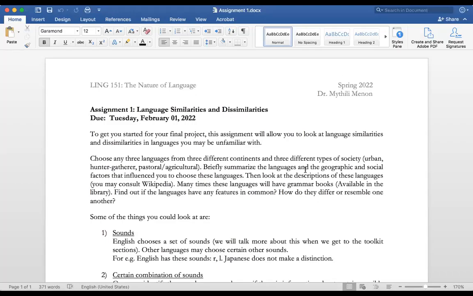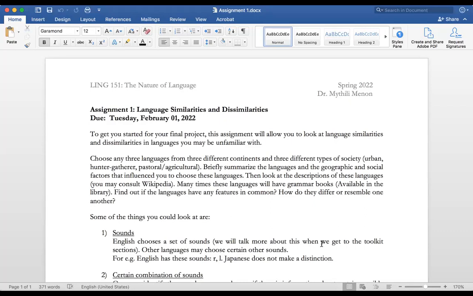All right. Okay, so this is your first assignment for Linguistics 151. It's due next Tuesday, so you get about a week to do this. And so, like I said, all your assignments are going to cumulatively add up to your final project, right?